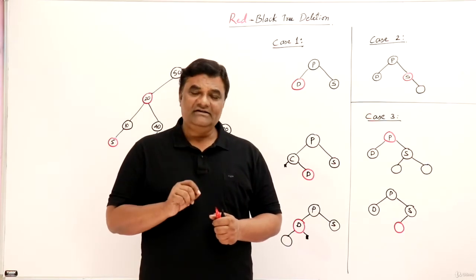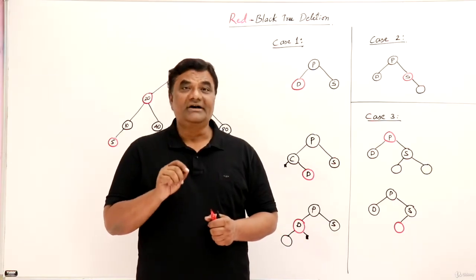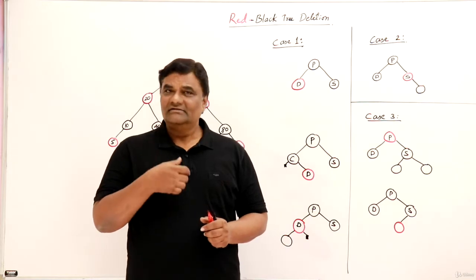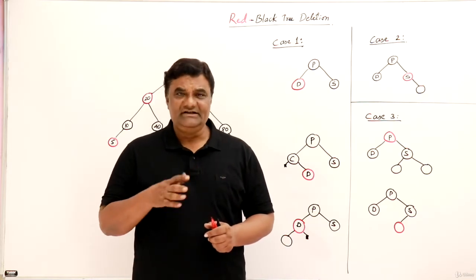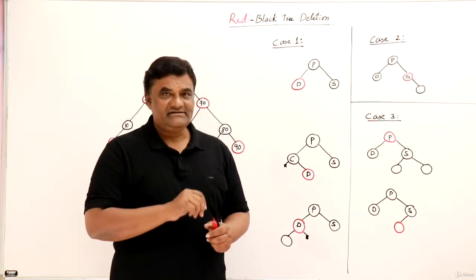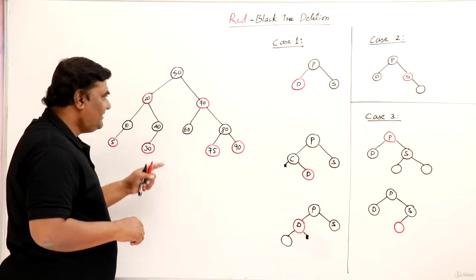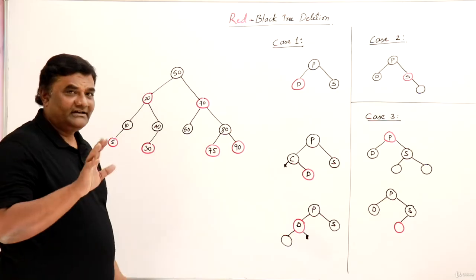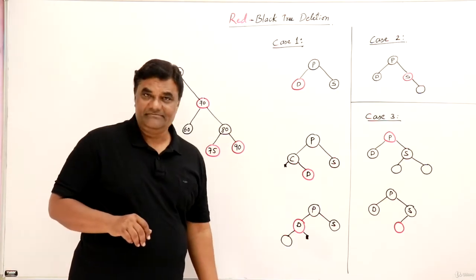So let us look at the method for deletion from binary search tree. First of all, understand it perfectly. Then deletion from red-black tree is very easy. So let us understand. Already I have taken an example. This is a red-black tree, but don't see it as a red-black tree. Look at it as a binary search tree.